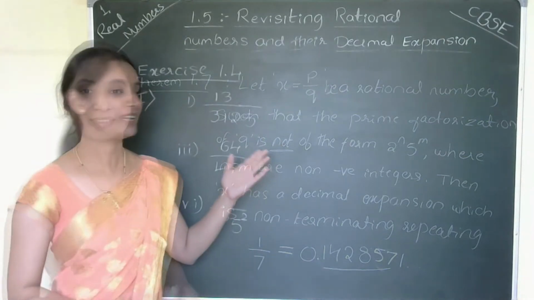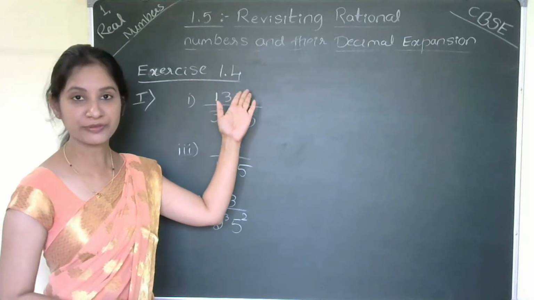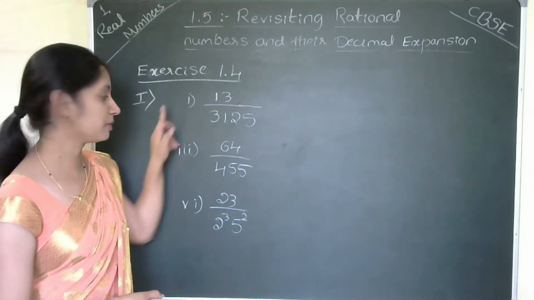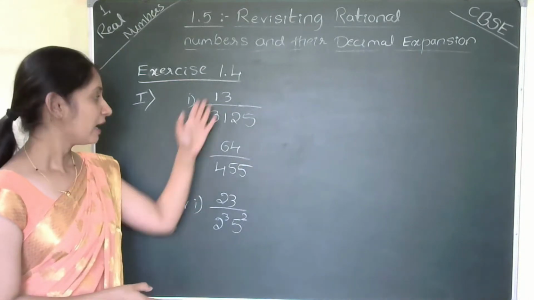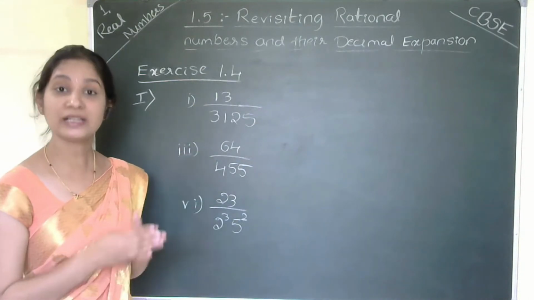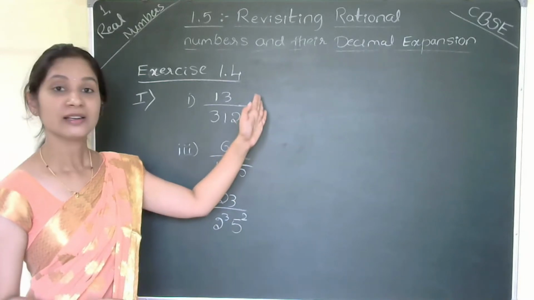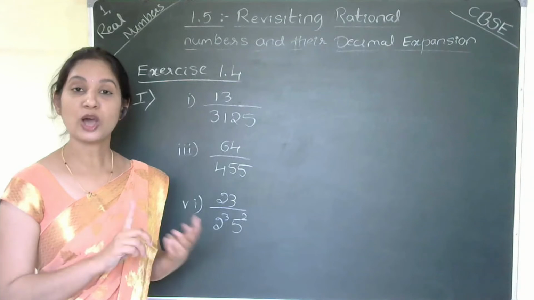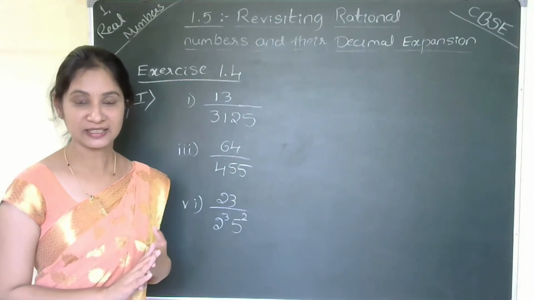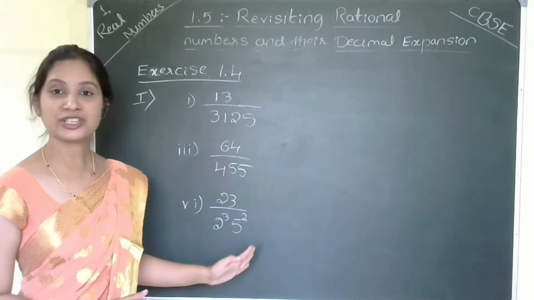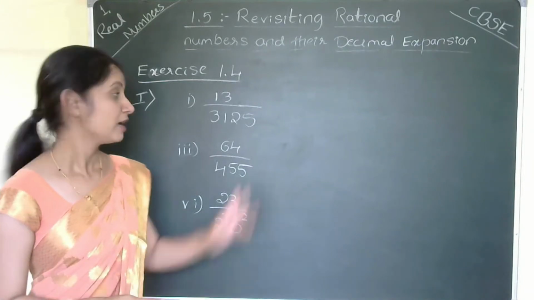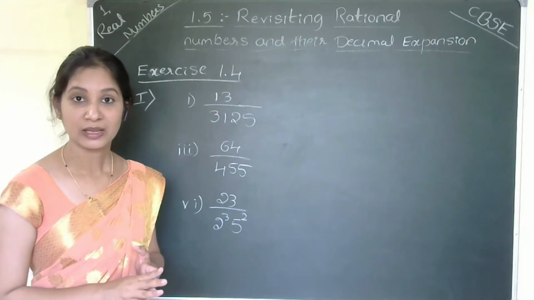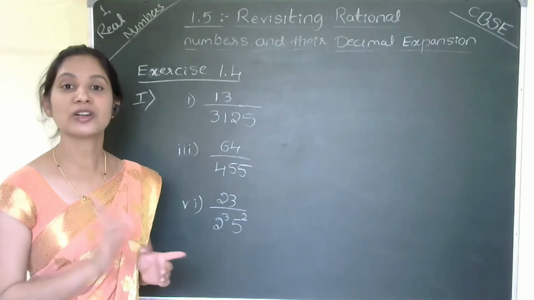Here I have taken exercise number 1.4. I have mentioned the sub-question numbers also. Please note that I have selected these three. We will discuss whether the given number is terminating or non-terminating but repeating. These are rational numbers, and we need to find out whether each is terminating or non-terminating but recurring without doing actual division.